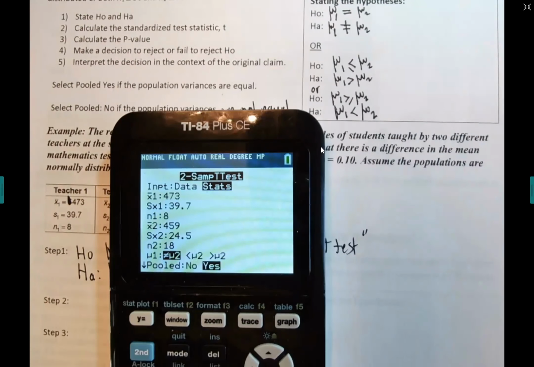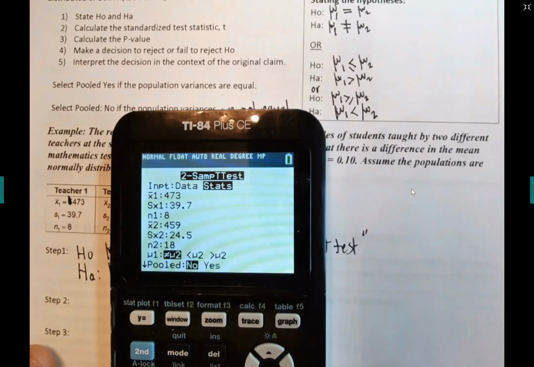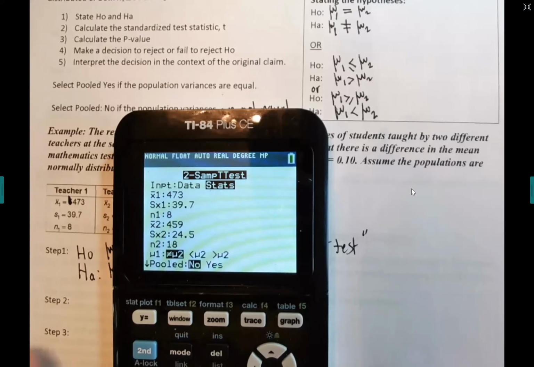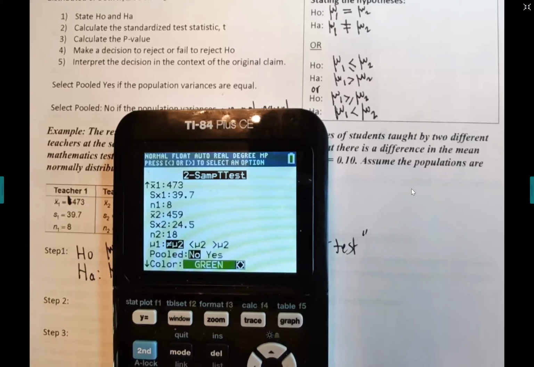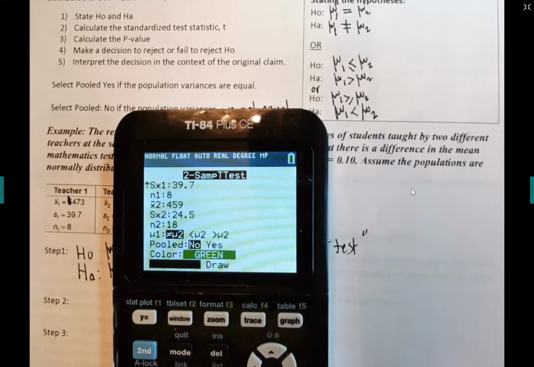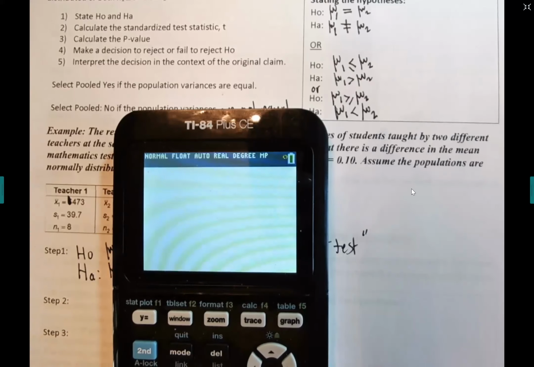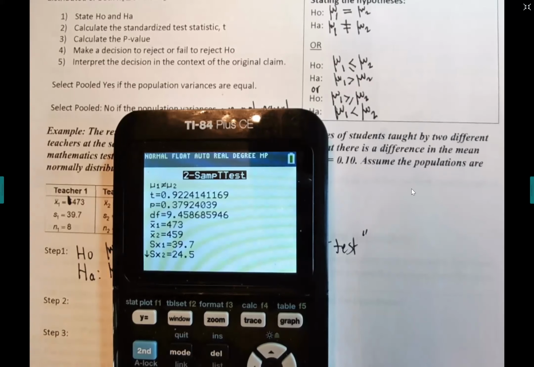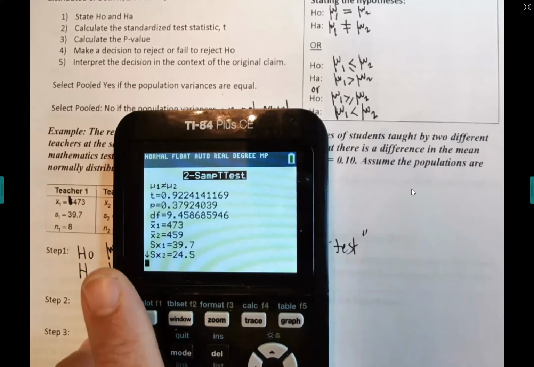So let's see what the first students who answer here say. No, I agree. Because it says not equal, so you select no. It will make a big difference, guys, in the answers, because there are two different formulas built in here. One formula when we assume the population variances are equal, and another formula when they're not equal. And now let's go to calculate. And here you go, you get T, not Z this time. 0.922, I'll write it down.